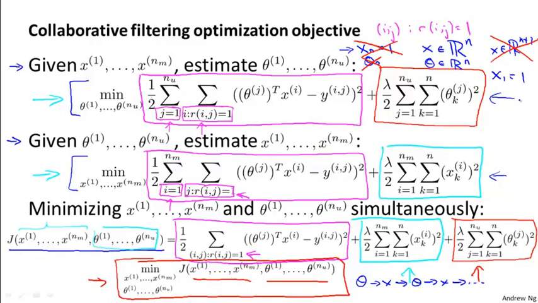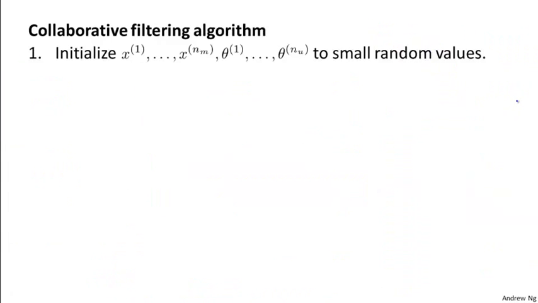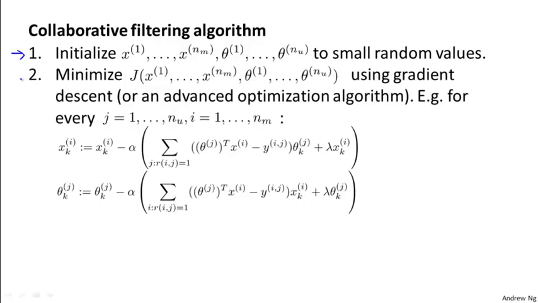So putting everything together, here's our collaborative filtering algorithm. First, we're going to initialize x and theta to small random values. This is a little bit like neural network training, where we were also initializing all the parameters of a neural network to small random values. Next, we're going to minimize the cost function using gradient descent, or one of the advanced optimization algorithms.